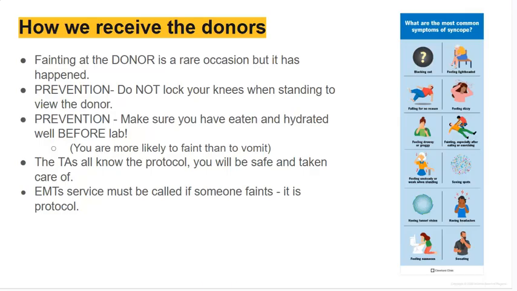And so once again, this is kind of a review of what I was just going over, right? Fainting at the donor table is rare, but it does happen, and it's not a sign of weakness at all. There are plenty of healthcare professionals, nurses, doctors, whatever, that have fainted at the first sight of blood or even at a donor. So it is not you, you just take that time for yourself. Step away, come back, do what you got to do.